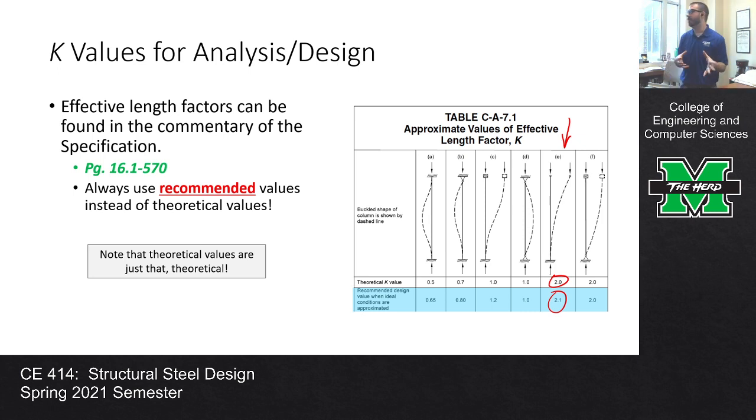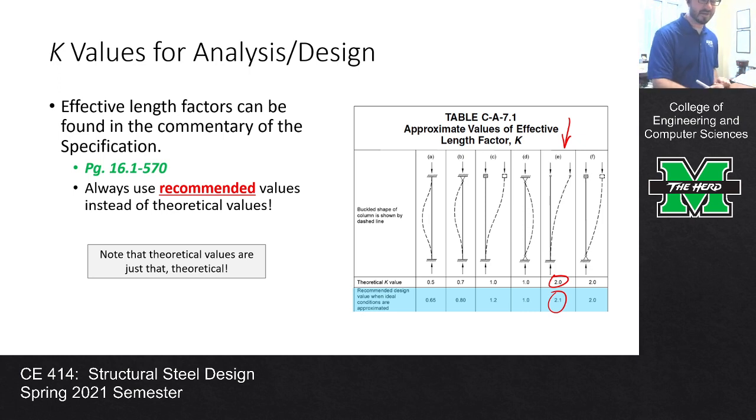When we use terms like pinned and fixed, a fixed boundary condition assumes that it is infinitely stiff, that it will not translate and will not rotate. Nothing in this world is infinitely stiff. Every boundary condition is going to experience a little bit of translation or a little bit of rotation. So we change those values a little bit to account for the real world. So don't use the 2, we would use 2.1.